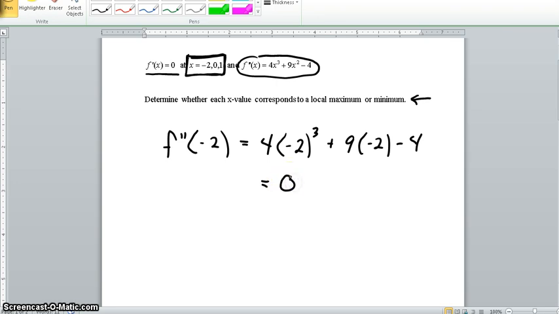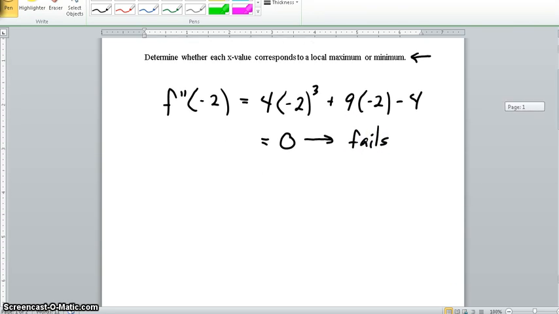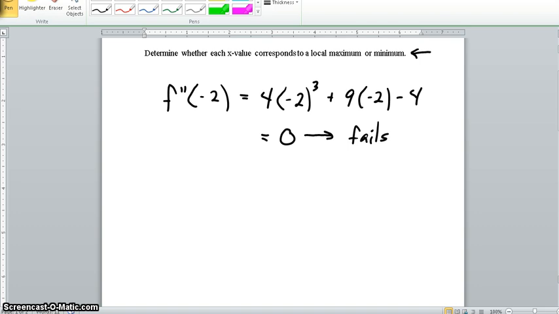Now remember, when your second derivative comes out to be 0, you can't determine anything about whether that's a local max or a local min. So this is the one case where the test fails. That doesn't mean that we can't determine whether we've got a local min or a local max there. We just have to resort to other methods. And so we'll leave that one alone for right now.